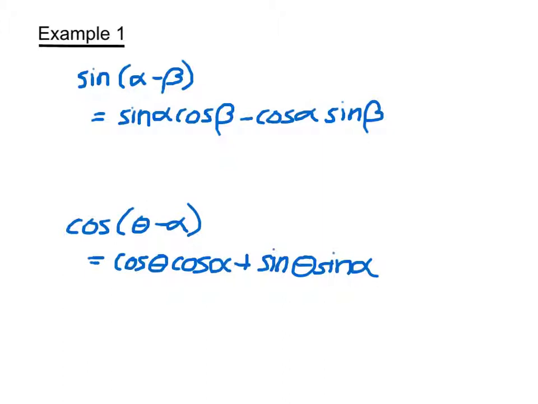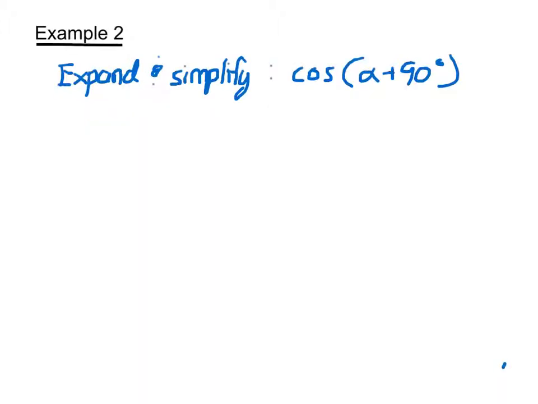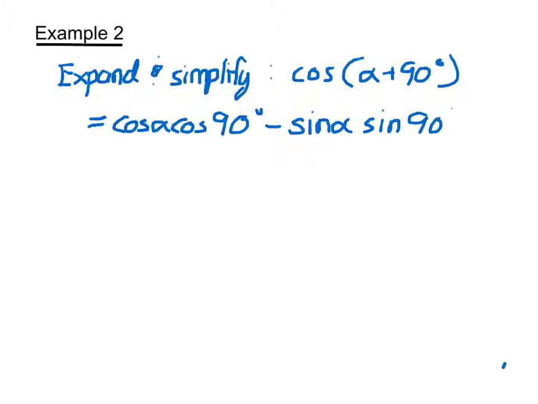Okay, let's look at a slightly more complicated example. In this last example problem, we want to expand and simplify cosine alpha plus 90. So again, we're going to use one of the formula, and it's the second one that we listed of the four. So our first step is cosine alpha cosine 90 degrees minus sine alpha sine of 90 degrees.